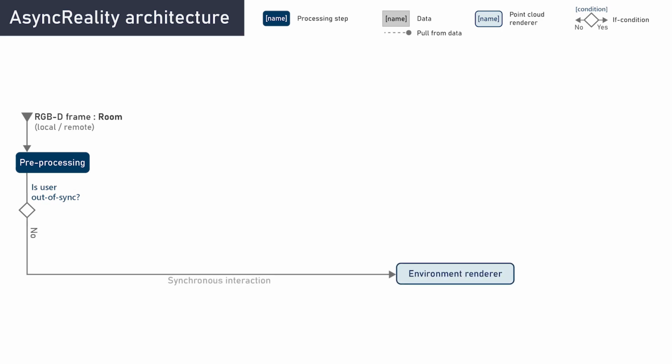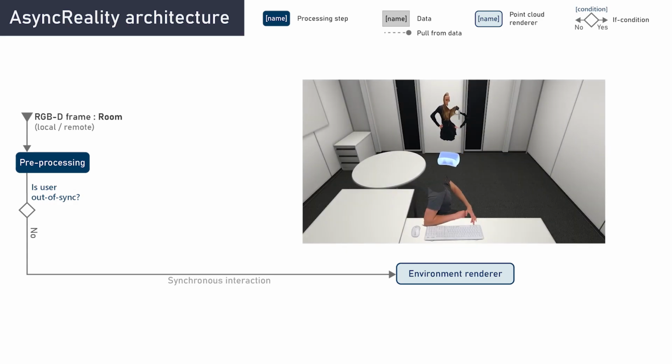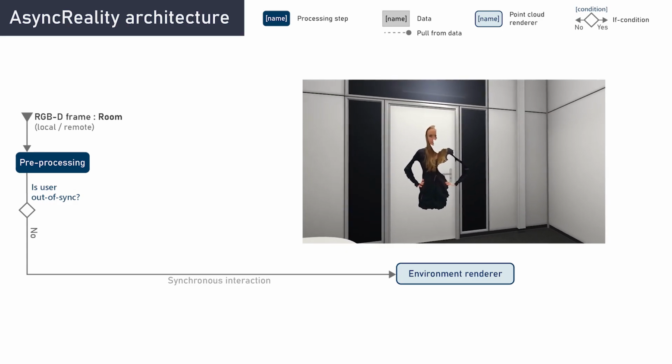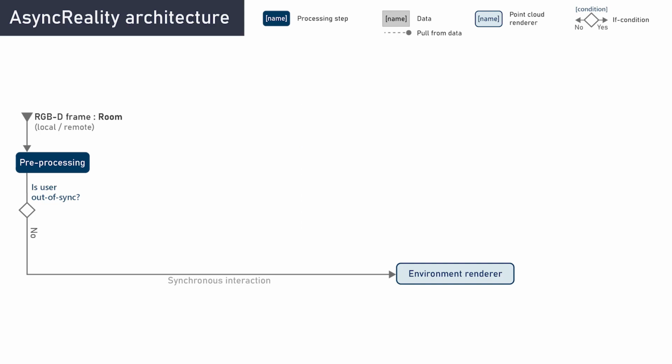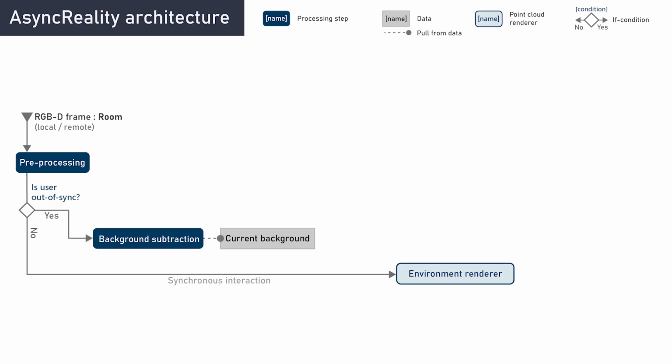The subsequent steps depend on whether the user is in sync with reality or not. Out of sync can mean, for instance, that the users in focus mode are currently catching up with reality. If the user is in sync, we simply render objects and people of the environment live. This means that users can interact synchronously. If the user is out of sync, then we use the asynchronous pipeline instead of rendering the point cloud directly.